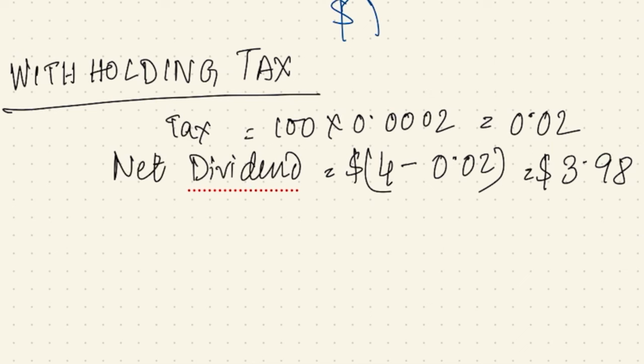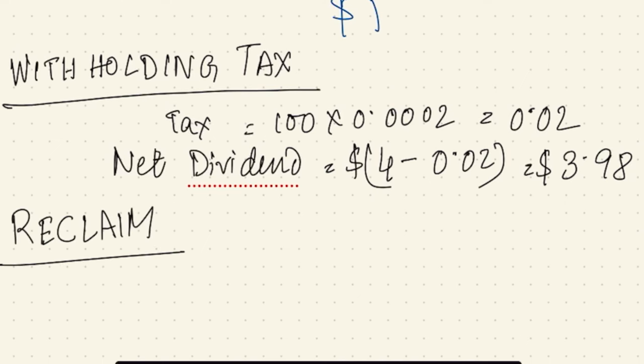The third important concept which comes with dividend and withholding tax is the reclaim. What is reclaim? Reclaim is when you have a withholding tax on a particular security. Sometimes, depending on the jurisdiction in which this security is held, some of the tax amount will be refunded to the investor. And that tax amount which is refunded is known as the tax reclaim.